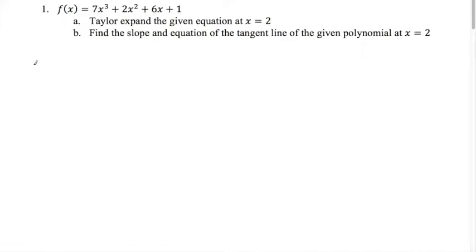This video is going to focus on Taylor expansion and finding the equation of a tangent line at any given point on a polynomial equation. So let's look at problem 1, where we are given the polynomial equation f of x equals 7x cubed plus 2x squared plus 6x plus 1. The first part of A tells us to Taylor expand the given equation at x is equal to 2.